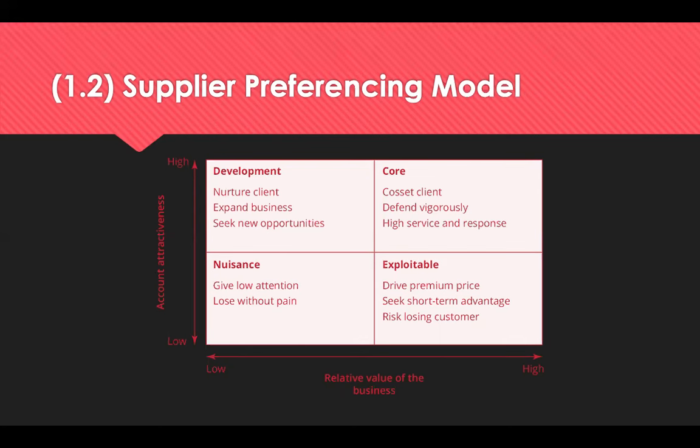The exploitable box is where you do spend lots of money with them, but you're not a very attractive business. And that could be because we don't pay them on time or we're not very prompt with our orders. We leave everything to the last minute. So we're a nuisance almost to work with, but there's lots of money coming their way. So they do want our business. They're just going to exploit us by driving up the price. And the box that nobody wants to be in is the nuisance box, which is you don't spend much with them and you're a nuisance. So they'll either just not serve you at all or, again, maybe exploit you.